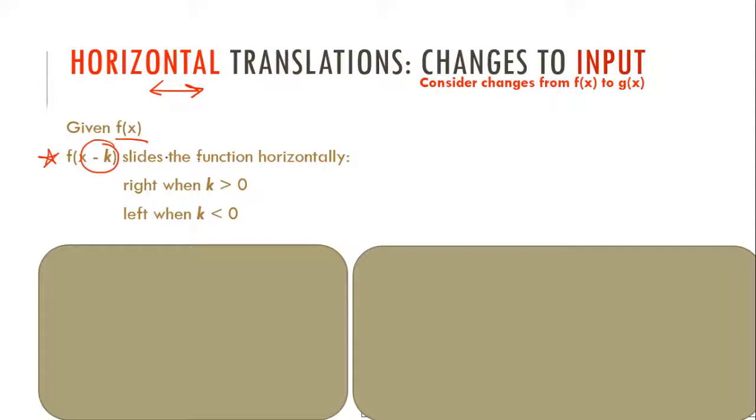So we're changing the input by subtracting k. This is going to slide the function horizontally. So it's going to slide horizontally right when k is greater than 0. Okay, so let's say that k, if it's greater than 0, let's say that k is 2, because that's bigger than 0. So if I were to plug that in to this function here, I would have f of x minus 2, because the formula here is minus k. Okay, so notice that it's opposite the actual value of k. K is positive, but when I plug it in, it's an opposite sign.